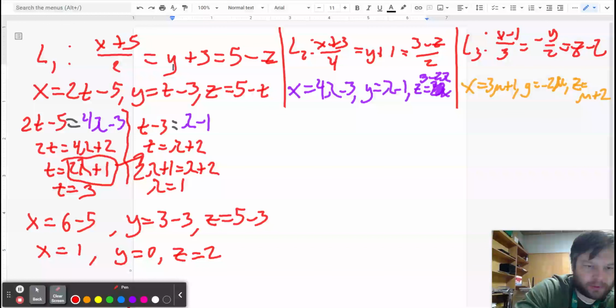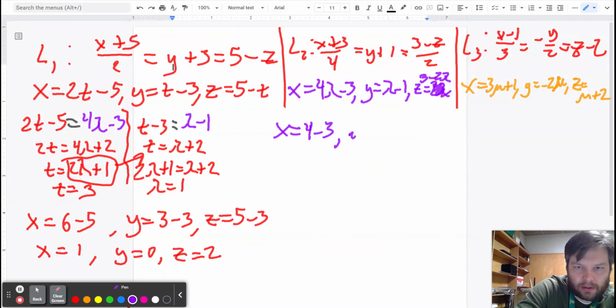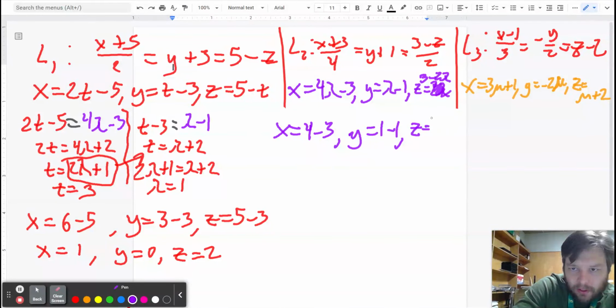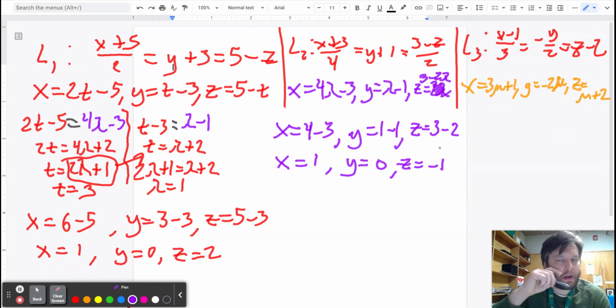Let's check it with the purple ones. We're saying lambda equals 1. So x equals 4 minus 3, y equals 1 minus 1, z equals 3 minus 2. So x equals 1, y equals 0, z equals negative 1. Uh-oh. That's interesting.